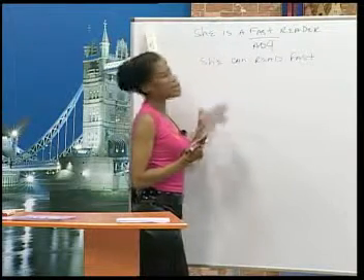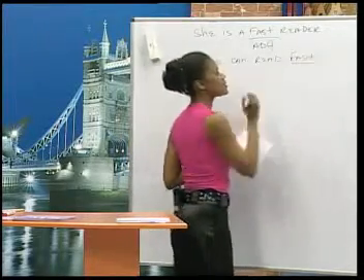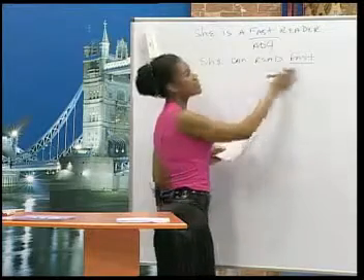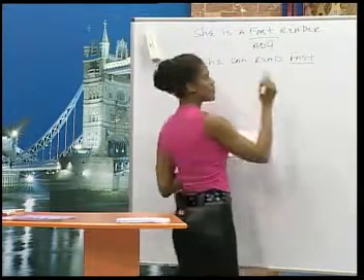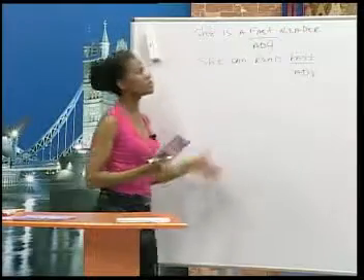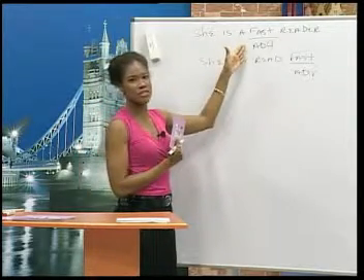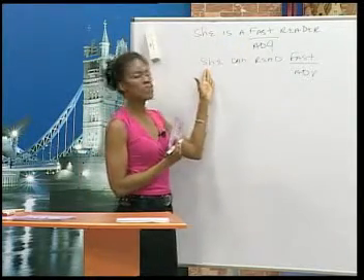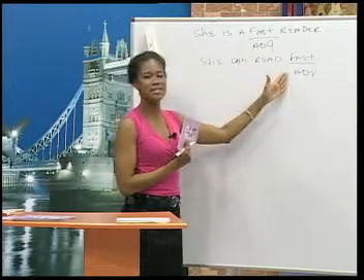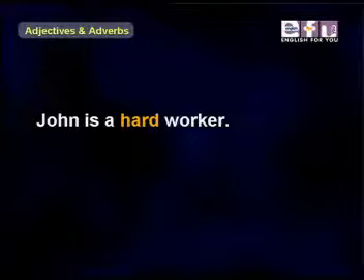This is saying the same thing, but this time, fast is telling us how she reads. So it's telling us about the verb. So fast is an adverb. So let's review. She is a fast reader, fast as an adjective, but she can read fast, fast as an adverb.